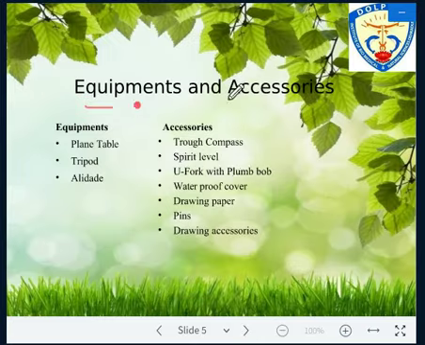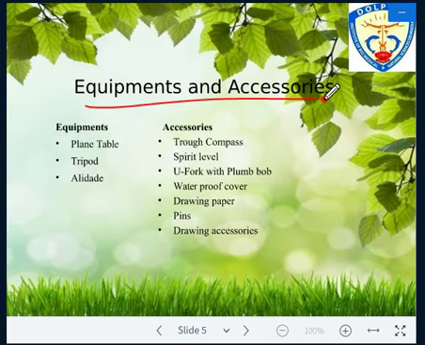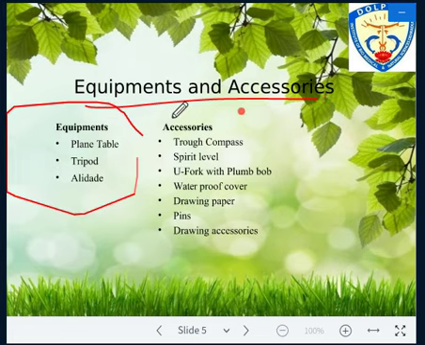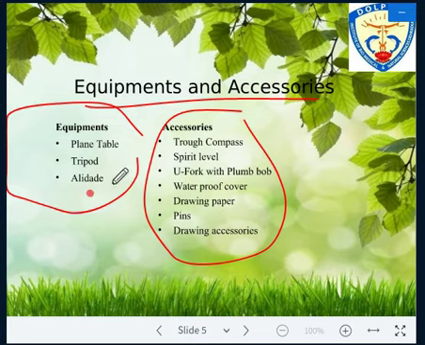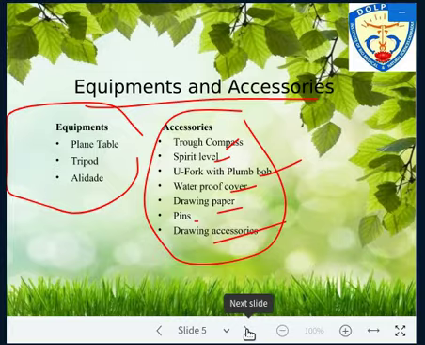Now equipment and accessories. It means the instruments that are required, and the supporting instruments also required, to conduct plane table surveying. This is the main equipment and this is the equipment that is going to support your main equipment: plane table, tripod, alidade, trough compass, spirit level, U-fork with plumb bob, waterproof cover, drawing paper, pins and drawing accessories, right? One by one we will try to understand the equipment and accessories both.